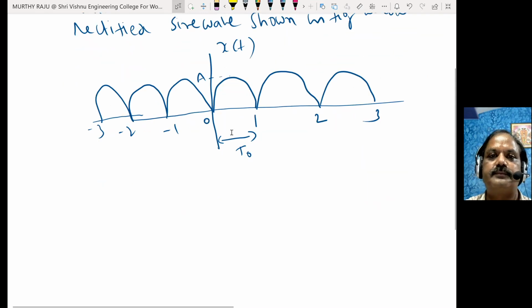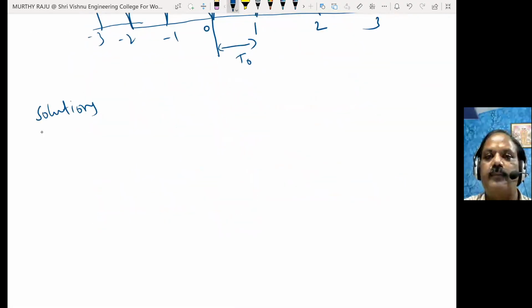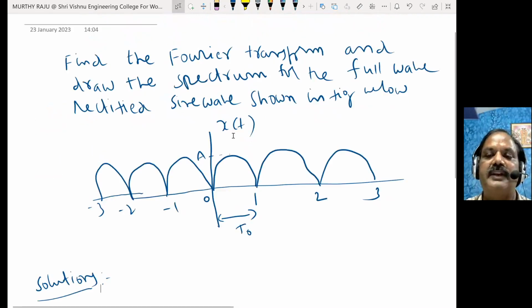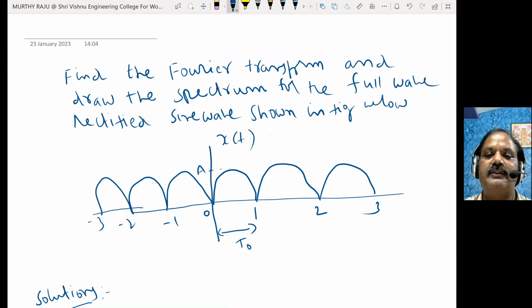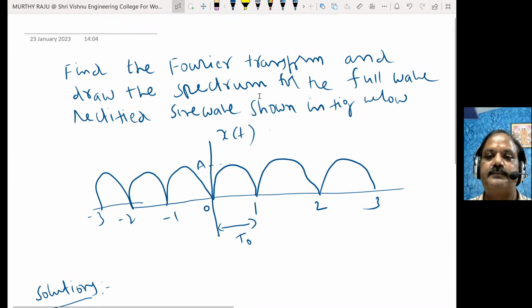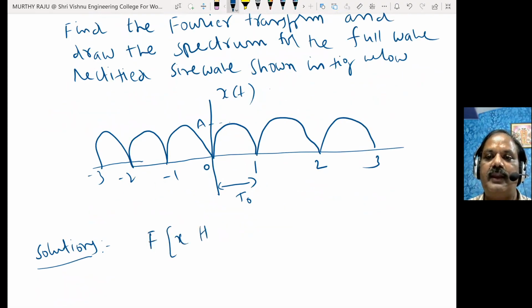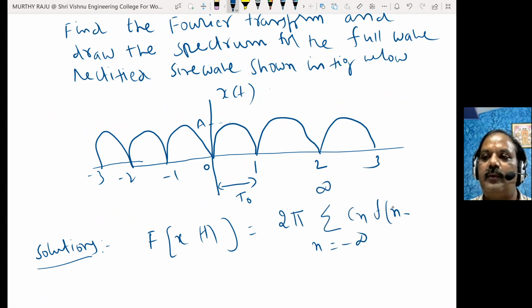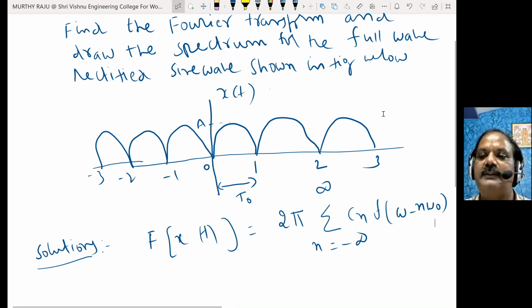Solution. The Fourier transform of the periodic function x of t: for periodic functions, the Fourier transform of x of t is equal to 2 pi sigma n is equal to minus infinity to plus infinity Cn delta of omega minus n omega naught.